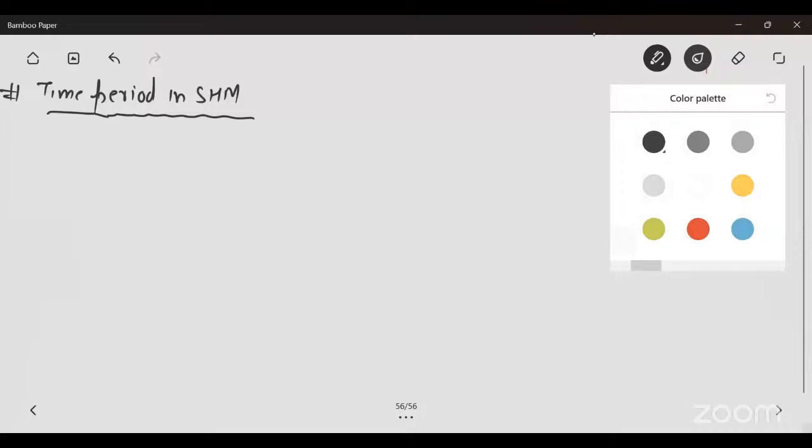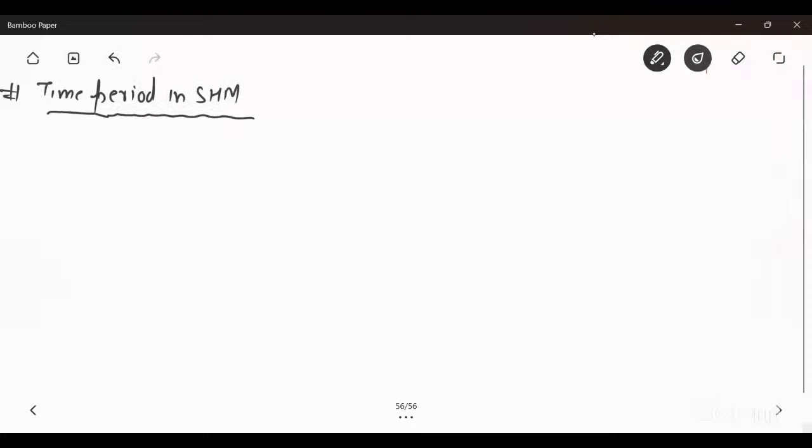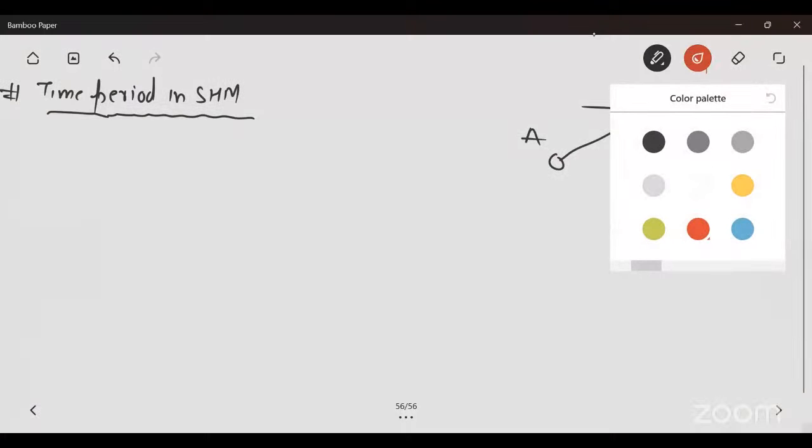Time period in S.H.M is defined as time taken by the particle executing S.H.M to complete one complete oscillation. That means if a particle is at positions A, B, O, and does oscillation from A to B, then comes from B to A, this is known as its time period, in which it completes one complete oscillation.